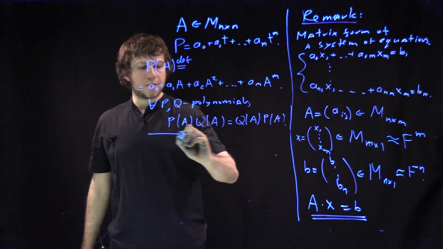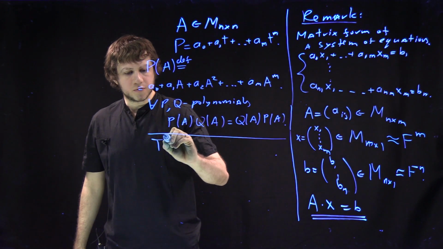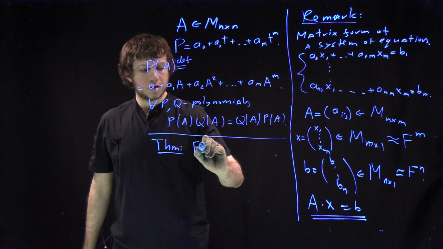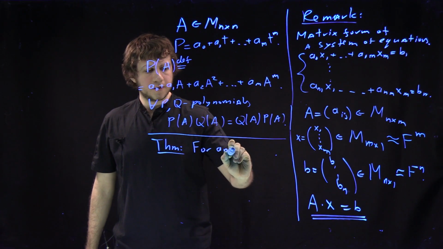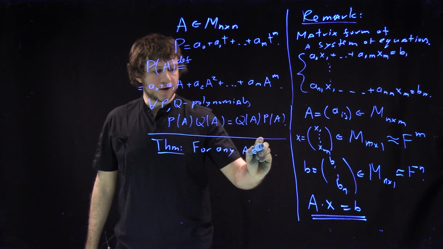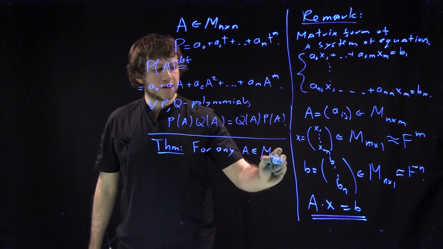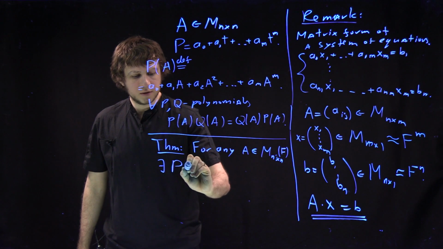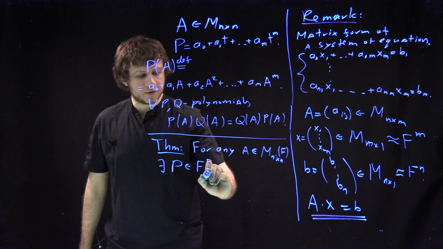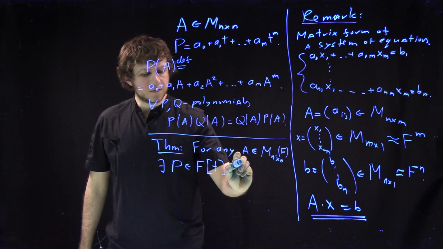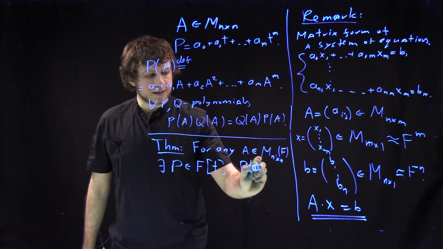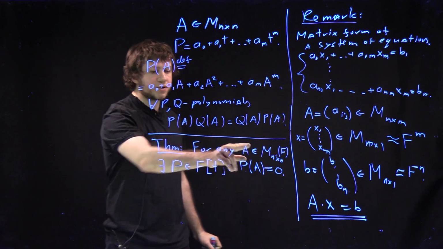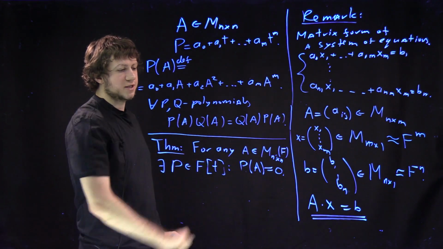But here is a theorem which I want to prove. Theorem: for any n by n matrix A, with coefficients in a field, there exists a polynomial p in one variable such that when you plug in your matrix A, you get 0. So for every matrix, there is a polynomial which vanishes when you plug in this matrix.